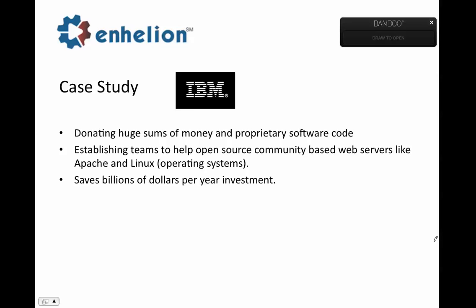Today, IBM saves billions of dollars every year, and it has also saved a lot of money by not developing its own operating system similar to Linux on its own, whereas it has donated money to open source communities to develop the Linux software for its use as well.